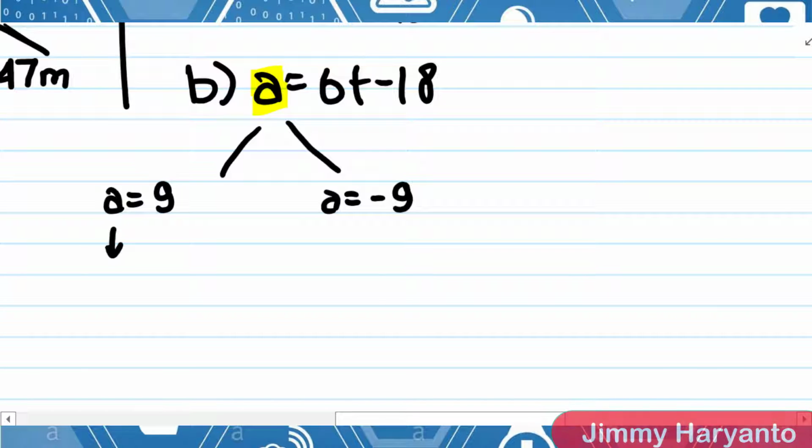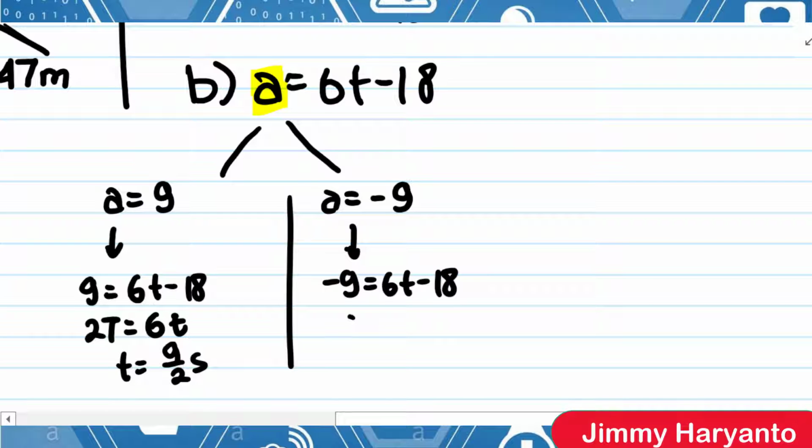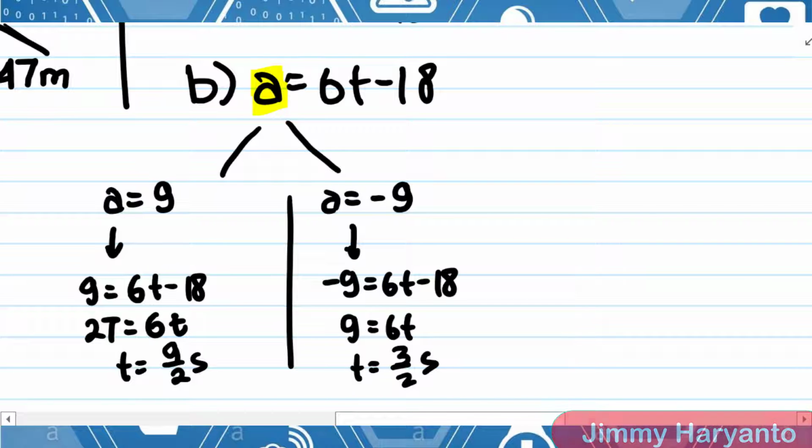Okay, so to find the time, we can substitute the 9 into the a. 6t minus 18, so for this one we have 27 equals to 6t, and the time will be 9/2 seconds, 4.5 seconds. Okay, for this one you will have negative 9 equals to 6t minus 18, you will have 9 equals to 6t, so the time will be 3/2 seconds. Okay, all is good I guess.